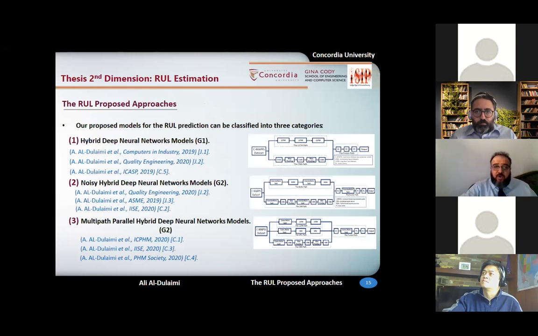When it comes to the RUL proposed approaches in our thesis, I can classify the proposed models in three groups. The first group is the hybrid deep neural network models, I call it G1. And the second group is the noisy hybrid deep neural network models, G2, and the multipath parallel hybrid deep neural network models, sorry, G3, it's by mistake.